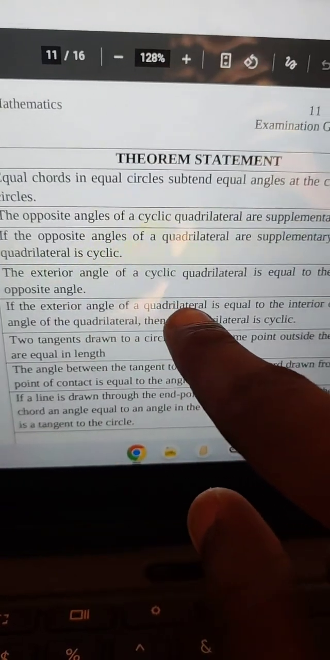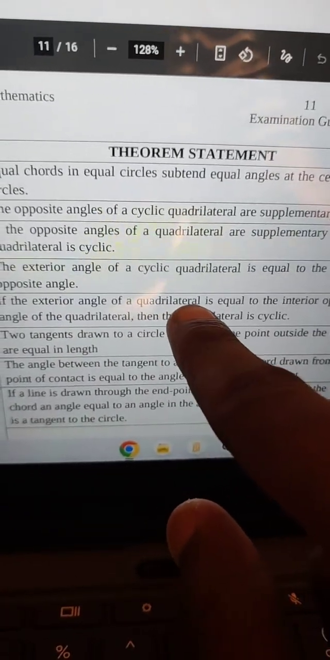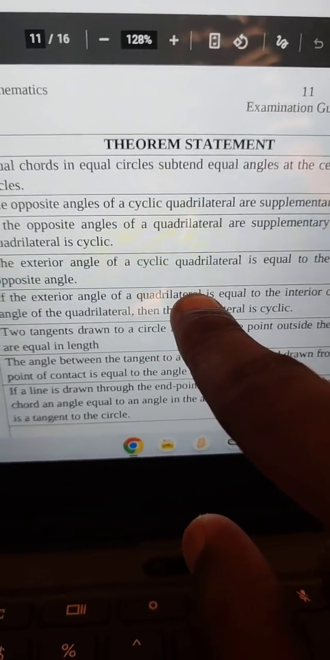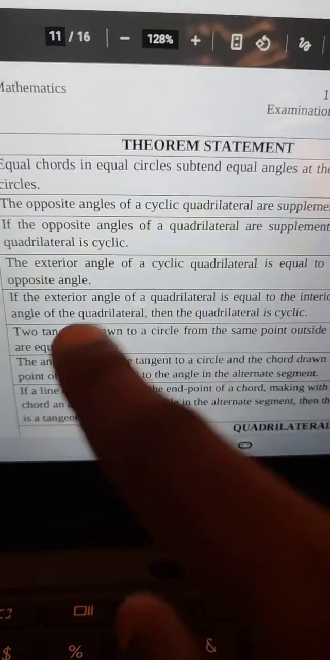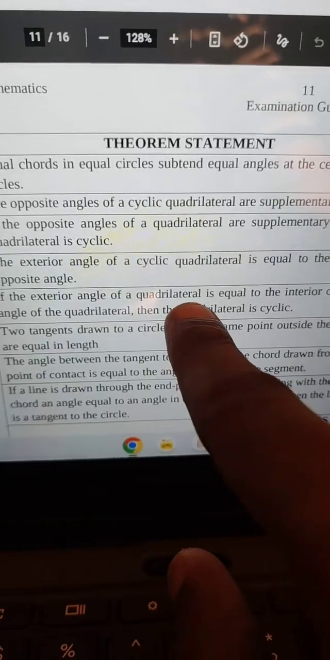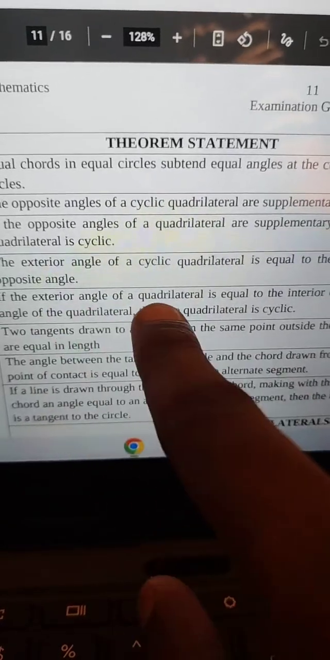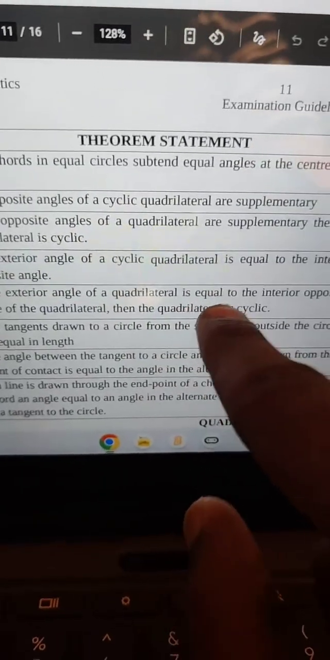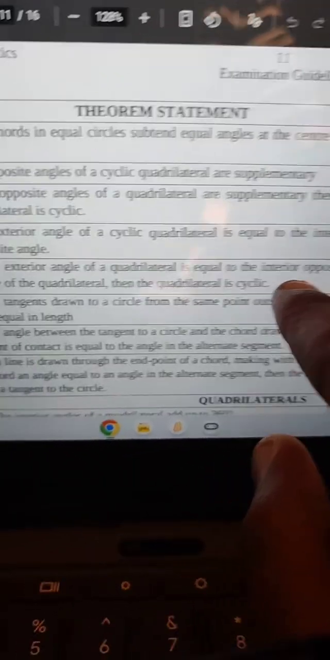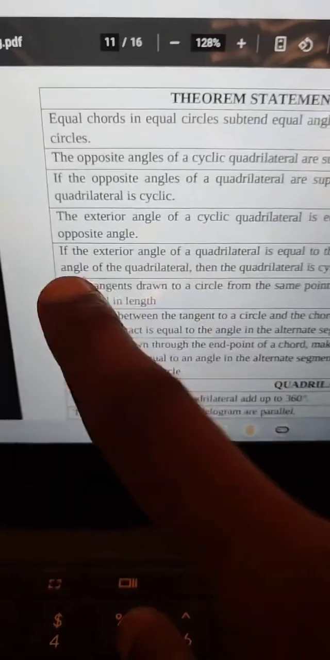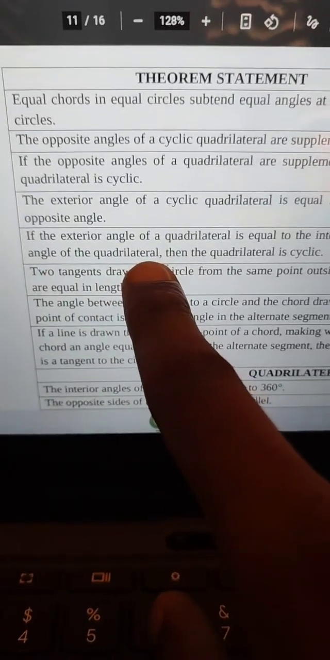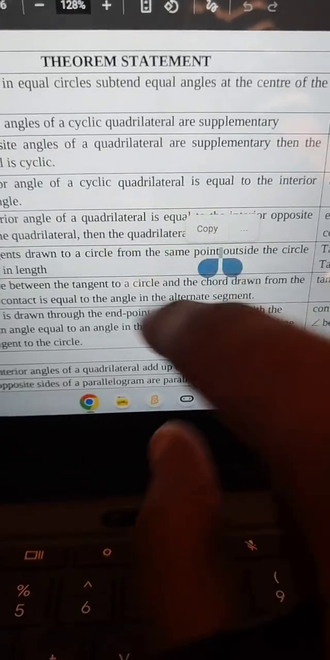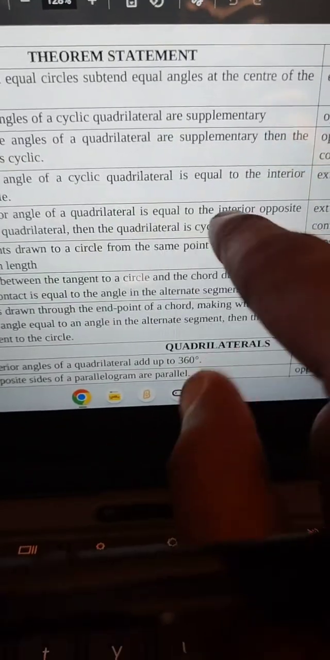If the exterior angle of a quadrilateral, you see they are talking about a quadrilateral. A quadrilateral is just a simple four-sided shape. They are saying if the exterior angle, not of a cyclic quad, but of a four-sided shape, a quadrilateral, is equal to the interior opposite angle of the quadrilateral, then the quadrilateral is cyclic.